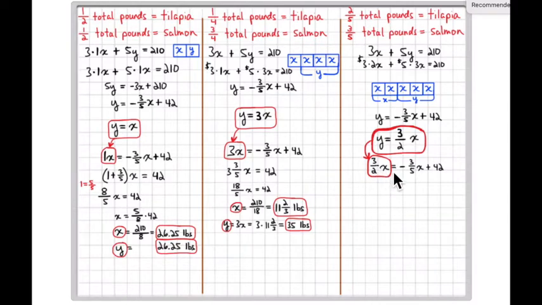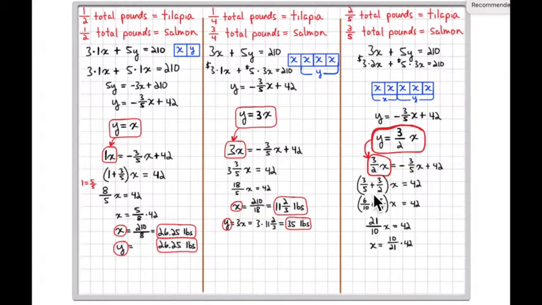So now you have 3 halves x equals a negative 3/5 x plus 42. And it's not really that bad. So I'm going to add 3/5 x to both sides. That's the additive inverse of a negative 3/5 x. So here's the 3/5, and that's an x out here. And this is 3 halves, and that's that same x. So 3/5 plus 3 halves. So you have to get a common denominator of 10. So that's 6/10 plus 15/10. All of that times x equals 42. So now you have 21/10 x equals 42.